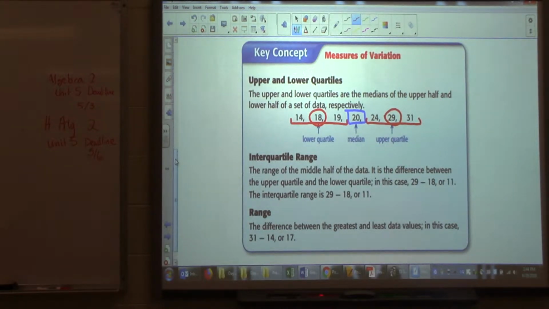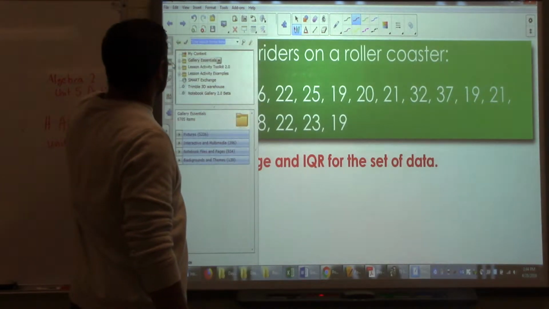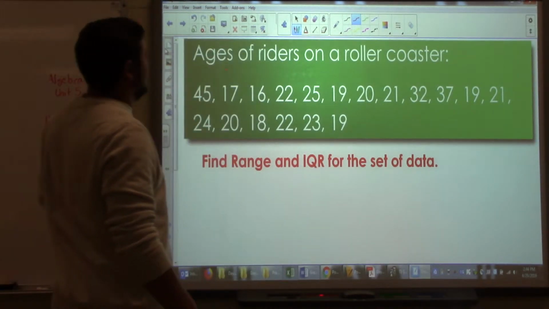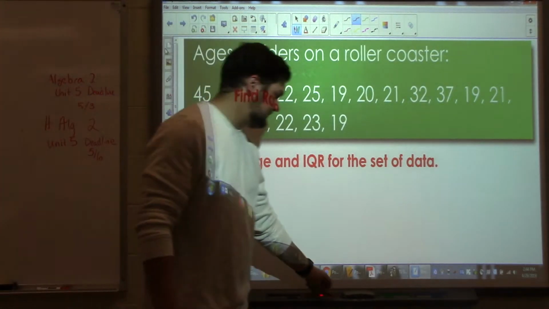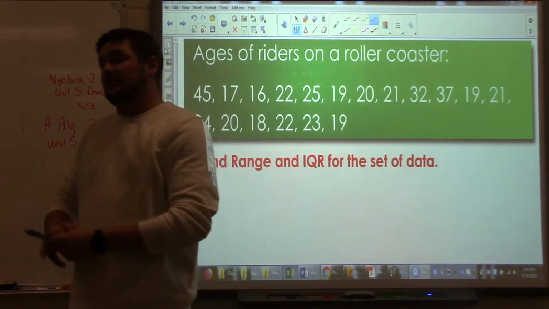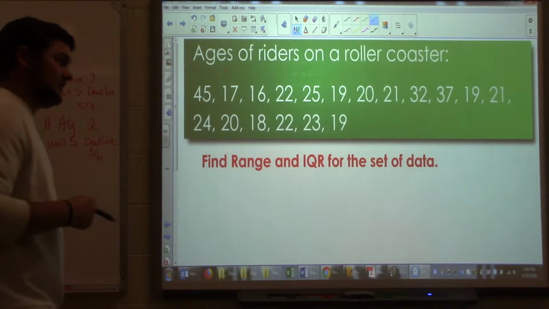Should we try a problem? Okay, let's try one. First problem, it gives us the ages. Ages of riders on a roller coaster. Bunch of different ages. It says find the range and the IQR of the set of data. First thing I should do, what do you think it's going to be? Well, before I can even find the median, I need to do what? Put it least to greatest, right? Order them from smallest to largest, least to greatest. Then I'm going to go ahead and find my median once I have that done.